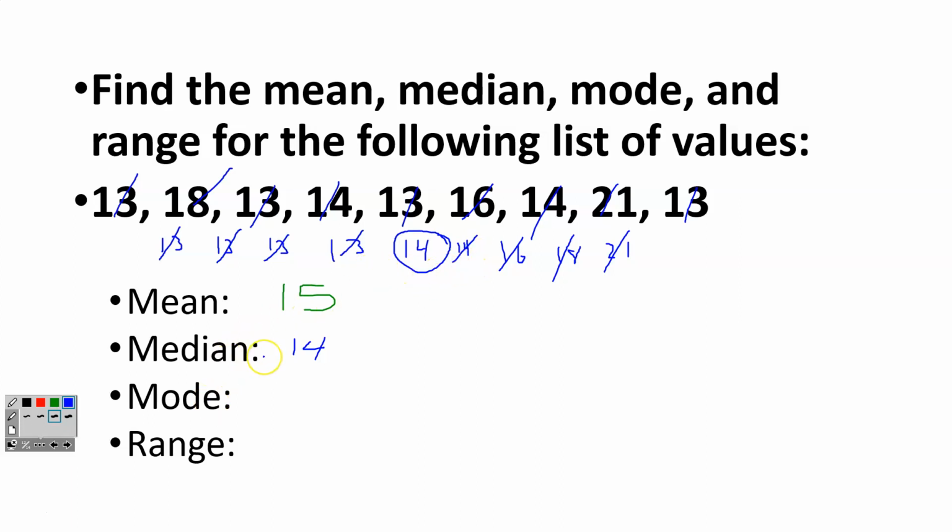The mode is which number appears most frequently, most often. Well, if I look at it, 13 appears a lot more often than the other numbers, so my mode is 13. My range is the difference, that means subtract, from the smallest number to the largest number. So I'm going to do 21, which is the largest number, minus 13, which is the smallest, and I get an answer of 8. So my range is 8.